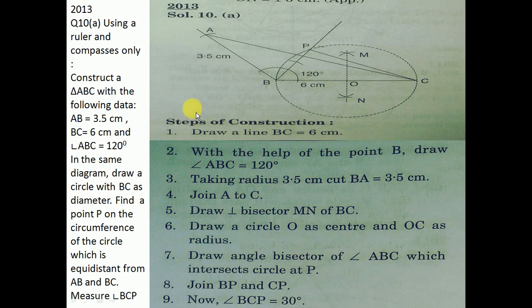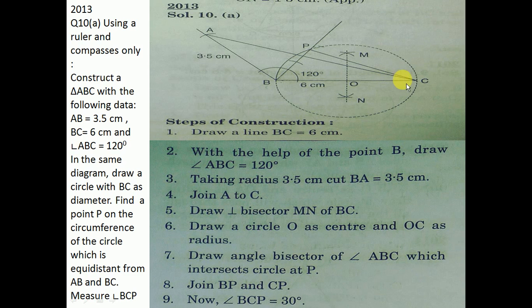Now, using a ruler and compass only, construct a triangle ABC with the following: AB is 3.5, BC is 6, angle CAB is 120 degrees. Last time all three sides were given. Here one angle is given. First let us construct the triangle.